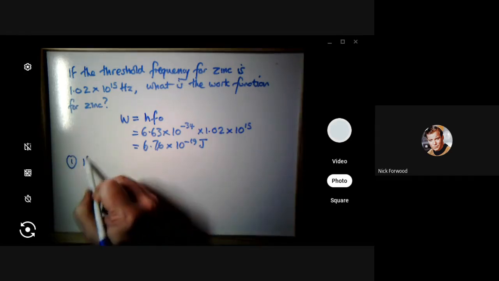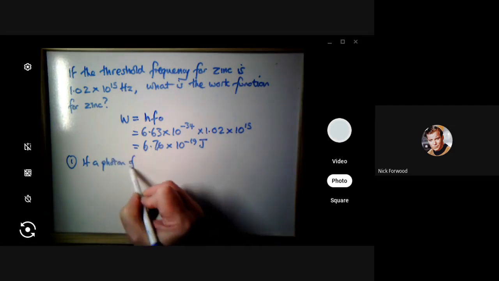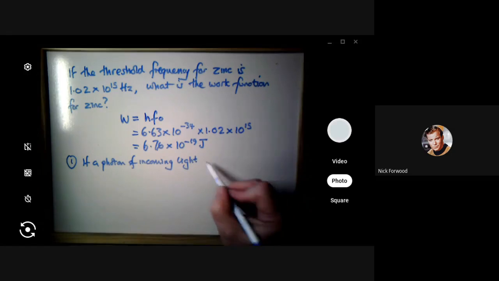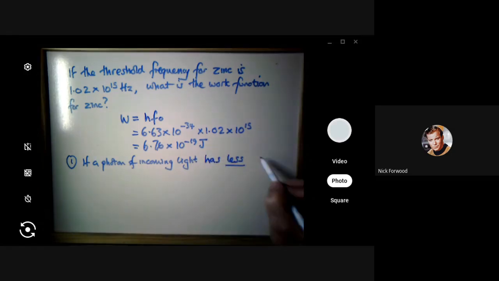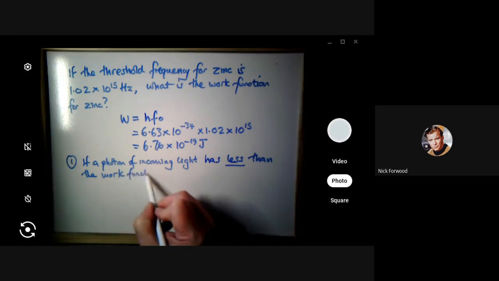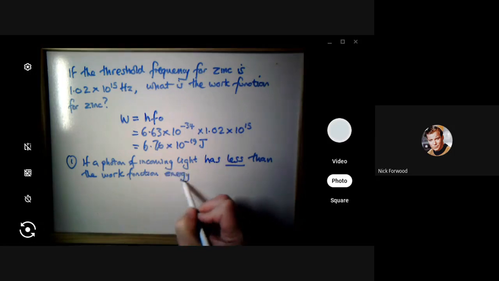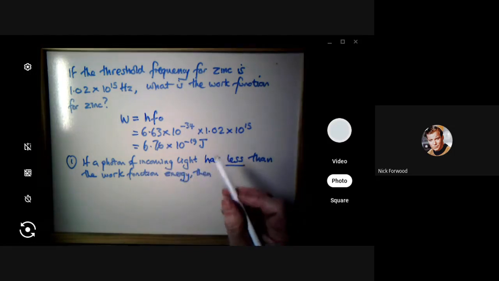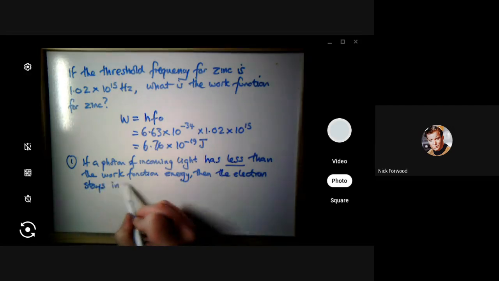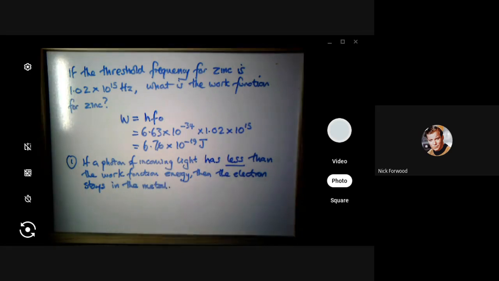Let's write them down. If a photon of incoming light has less than the work function, then, so less than the work function energy, then the electron stays in the metal. Next one is about what happens if it's equal. And I'm sure you ought to be able to write these yourself.